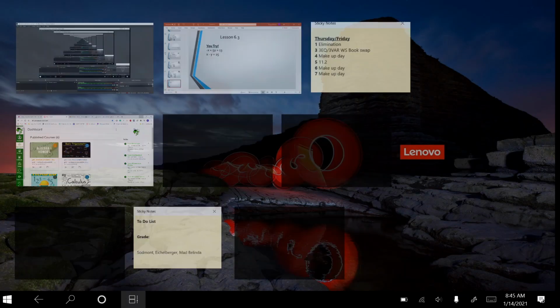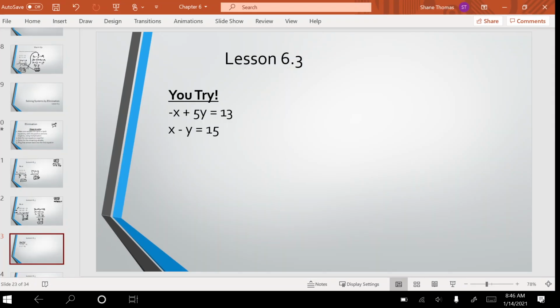If we do elimination, we're already set up pretty nice because my x's are ready to cancel out, aren't they? All right, I have the setup I want. Variable the same, one positive, one negative. So, giant addition problem. Bring it straight down. Negative x plus x is going to be 0. 5y minus y is going to be 4y. 13 and 15 is going to be what? 28. Divide both sides by 4. Y equals 7. Boom. There's the first one.